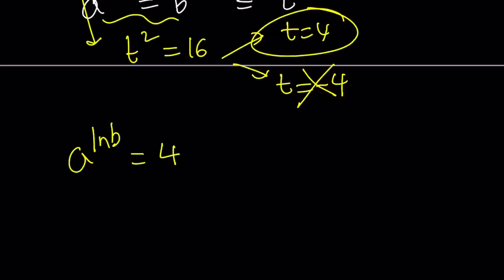So what do we do? ln both sides, right? It's always helpful, almost always. ln a to the ln b. So if you have a log problem and you don't know what to do, just ln both sides. But obviously it doesn't always work, right?